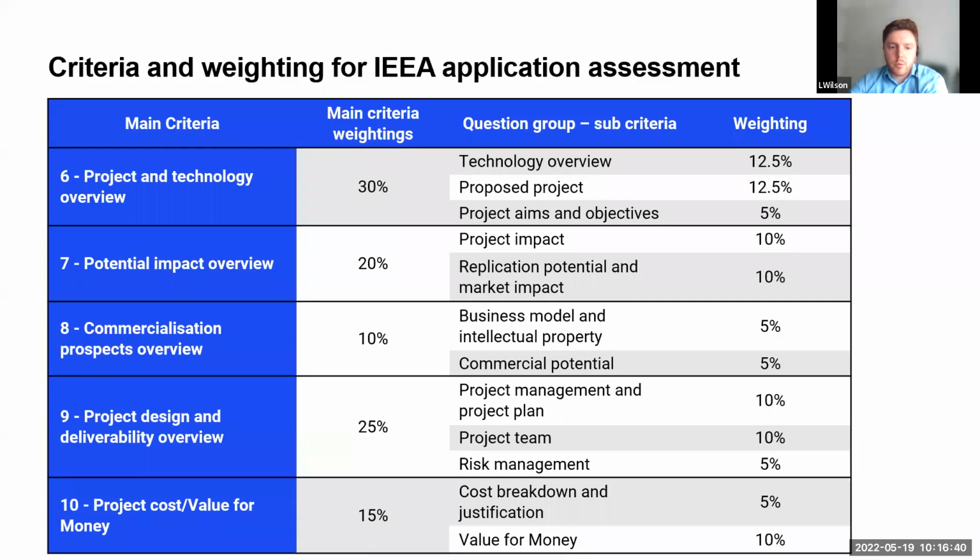Before we get into that, I just want to point out some of the criteria weightings that we have and draw attention to the fact that the higher scored areas are project and technology overview. So providing a clear description of the project and technology and how you manage it effectively is needed to gain a good score. Next slide, please.